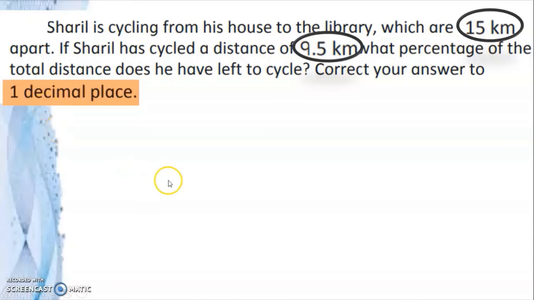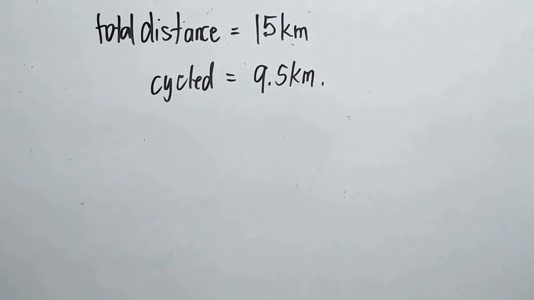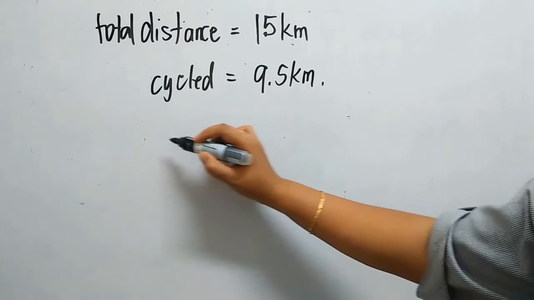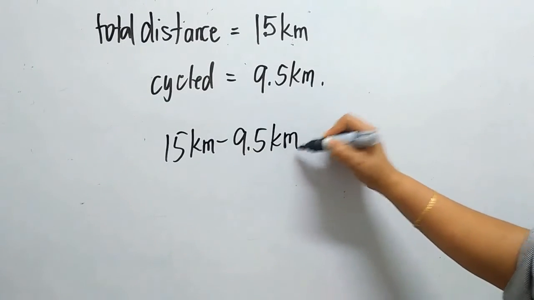So let's draw the model. So this distance is 15 kilometers. He already cycled 9.5 kilometers. So we need to find how many kilometers left. And we're going to take the percentage. We're going to find what percentage left. So we need to know first how many kilometers left. So we're going to find that. We're going to subtract. So 15 kilometers minus 9.5 kilometers.